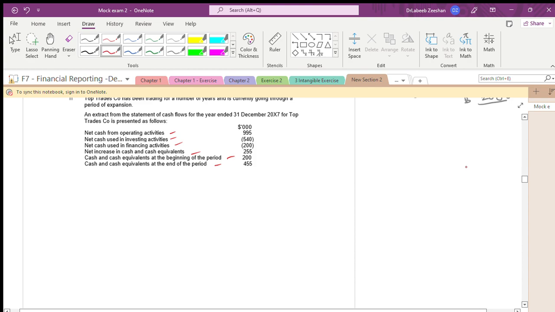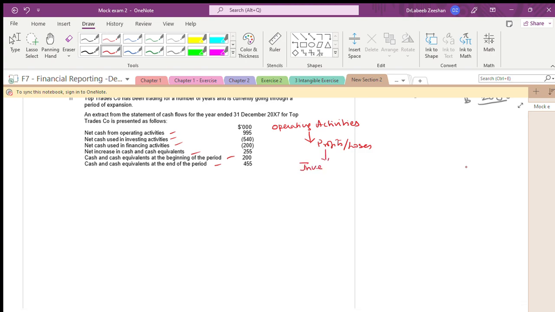See, now what I will say is, first we will take operating activity. This is the rule of the cash flow statement. You will come across it in level 3. In operating activities, you will get profits or losses. If it is profit or losses, then you will think in terms of investing activity. If there is a cash inflow and outflow, then you are thinking in terms of financing activities.